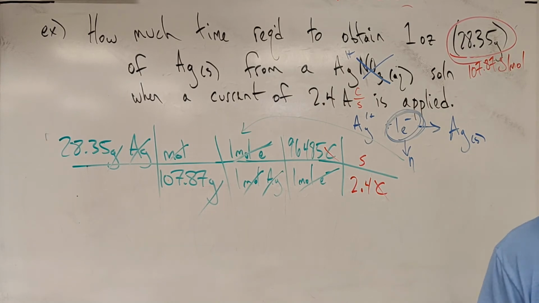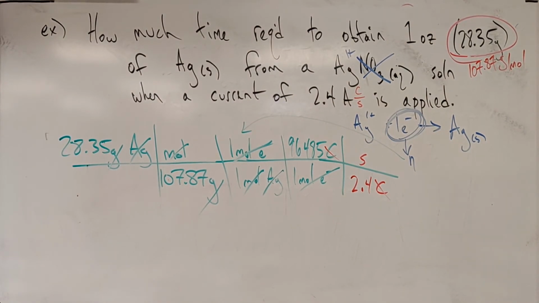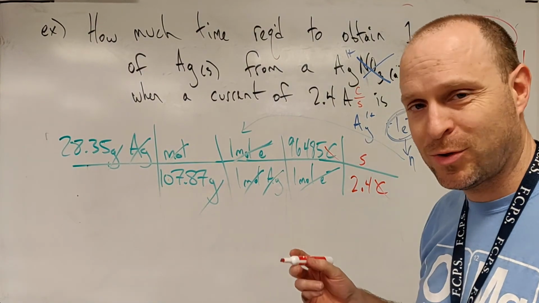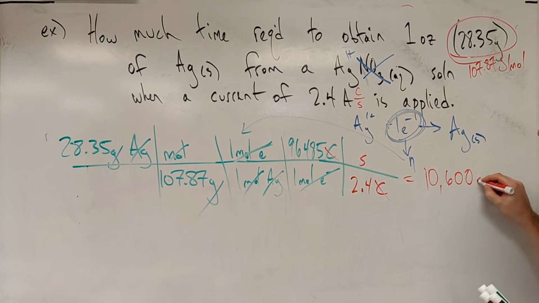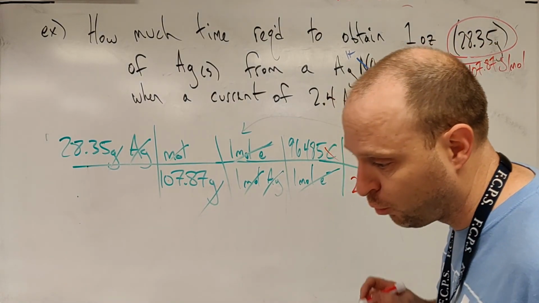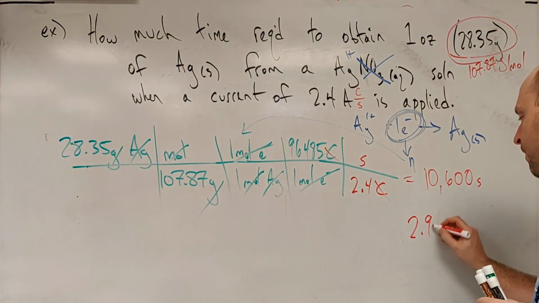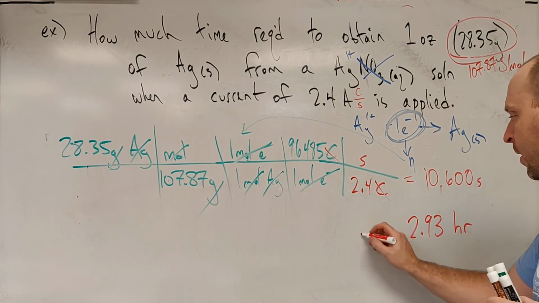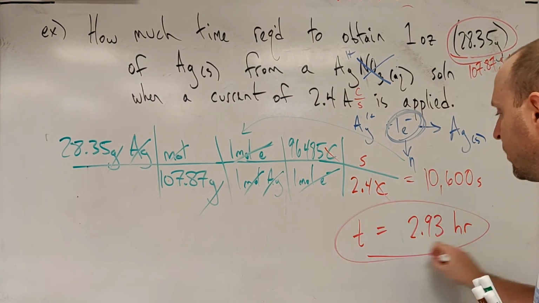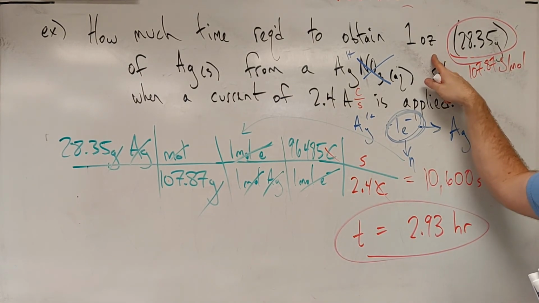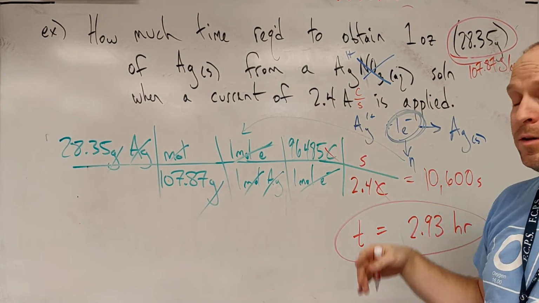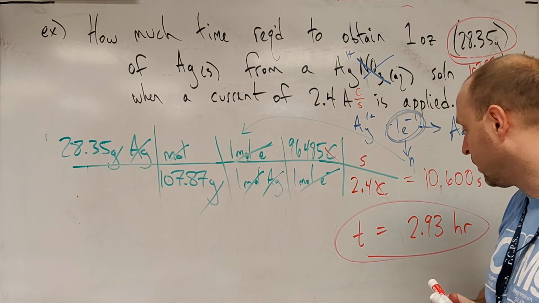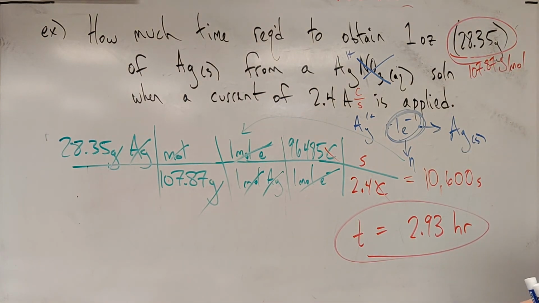And now we just need to punch it into the calculator. That calculation gives about 10,600 seconds, which translates to around 2.93 hours. All right. So the time required to precipitate 1 ounce of silver from a silver nitrate solution when applying the current that you might see from a typical cell phone charger, it's going to take about 2.93 hours.